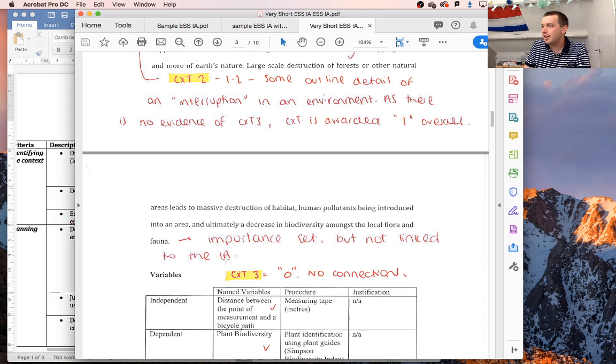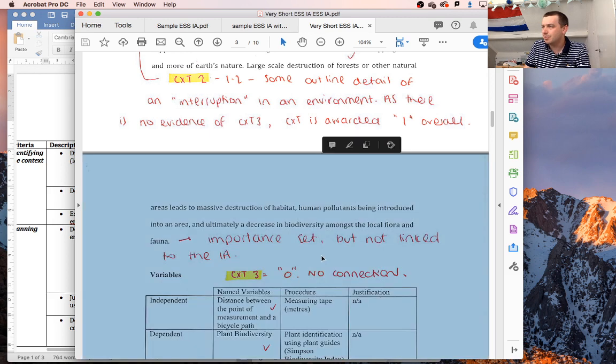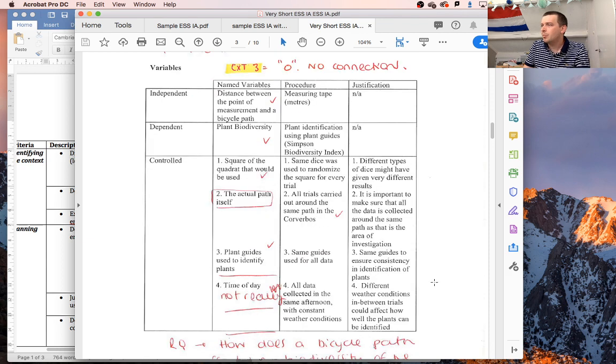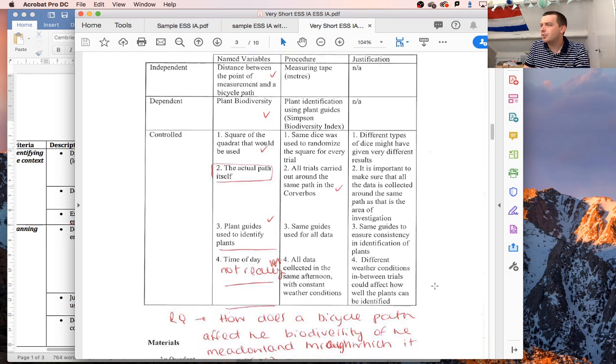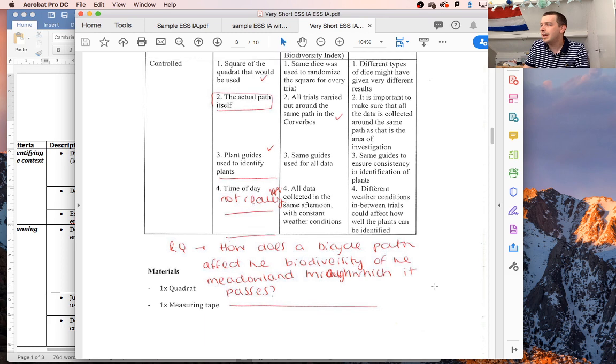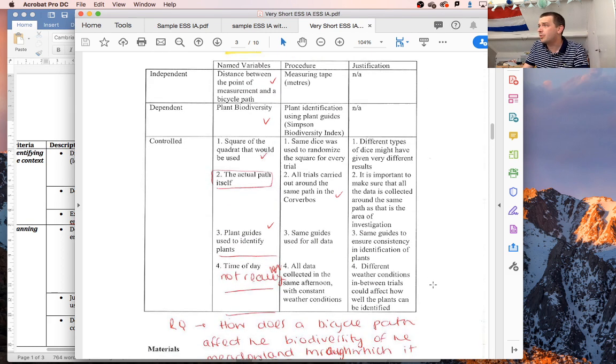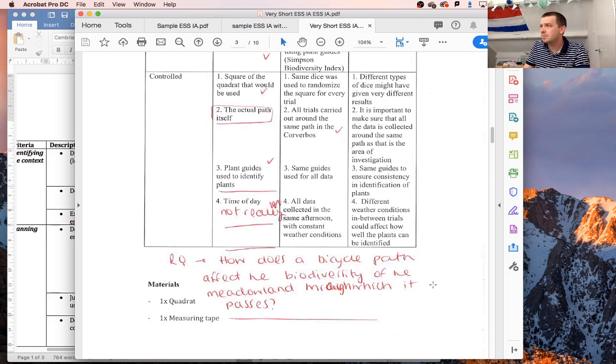It also, by the way, doesn't help that the student offered no connections between the research question and the context. We had a little bit of good work in the variable section, but again, really not helped by the fact that we had such a vague research question.